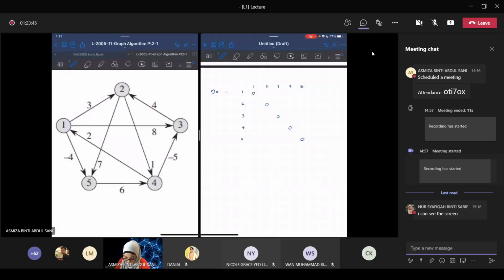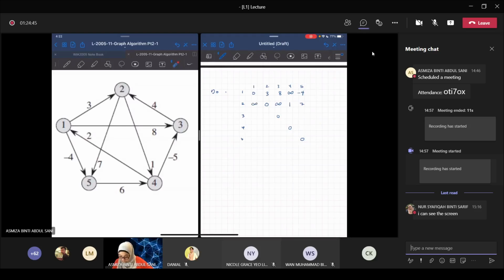Then we see that from 1 we can go to 2, 3, and 5: 1 to 2 is 3, 1 to 3 is 8, and 1 to 5 is -4. For those unreachable nodes from 1, we put infinity. We do this for all nodes. Looking at 2, it can go to 4 and 5: going to 4 is 1, going to 5 is 7. Unreachable nodes are infinity.